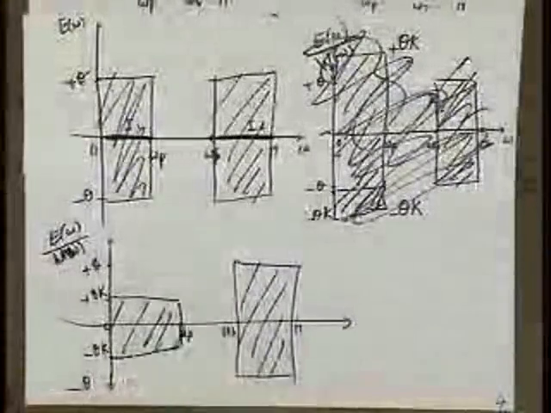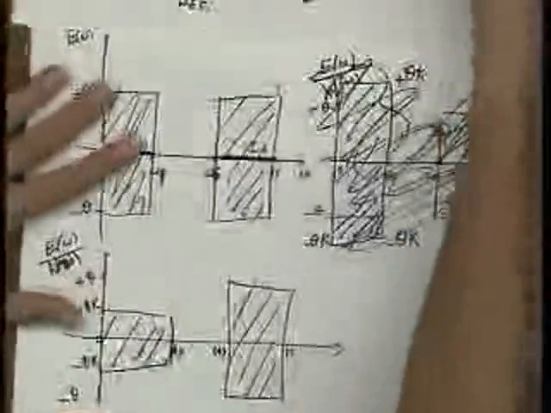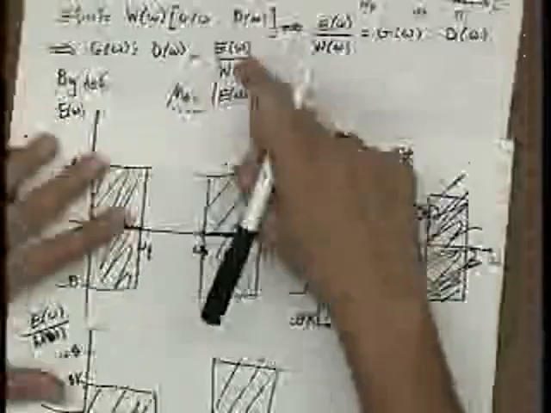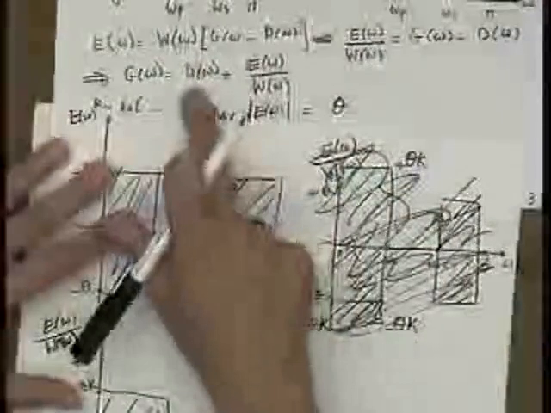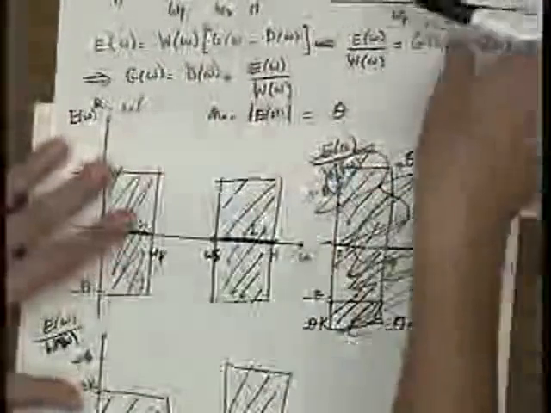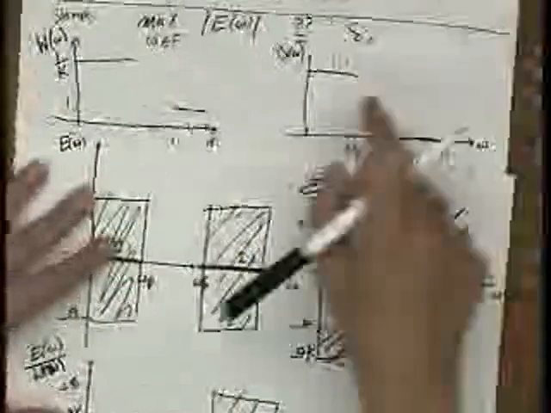So given that, now how can I plot, coming back to these relationships that we draw? So this is E of omega over W of omega. Now I'm going to have to draw D of omega. Well, if I draw D of omega, D of omega looks like this, right? It's 1 here and 0 here.